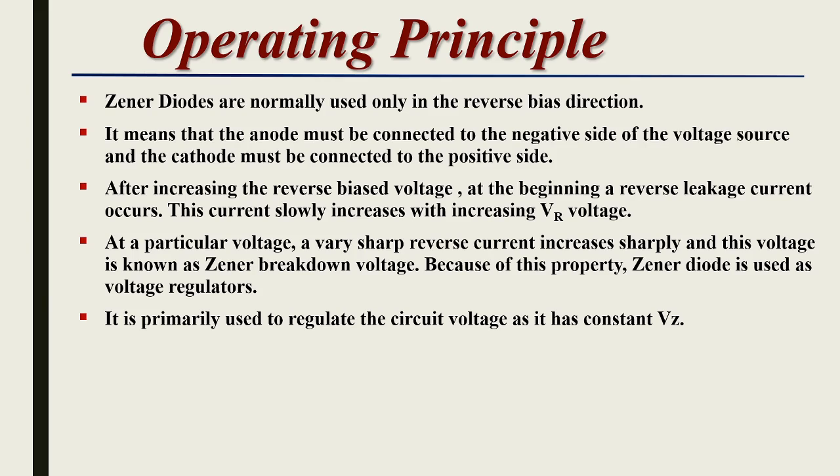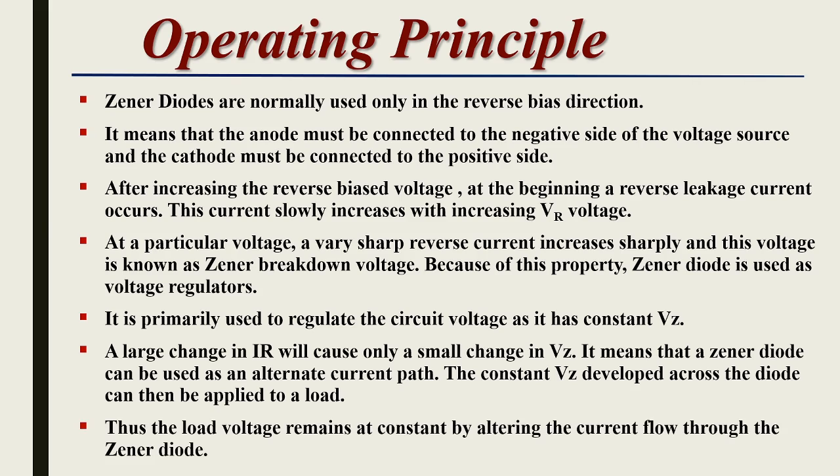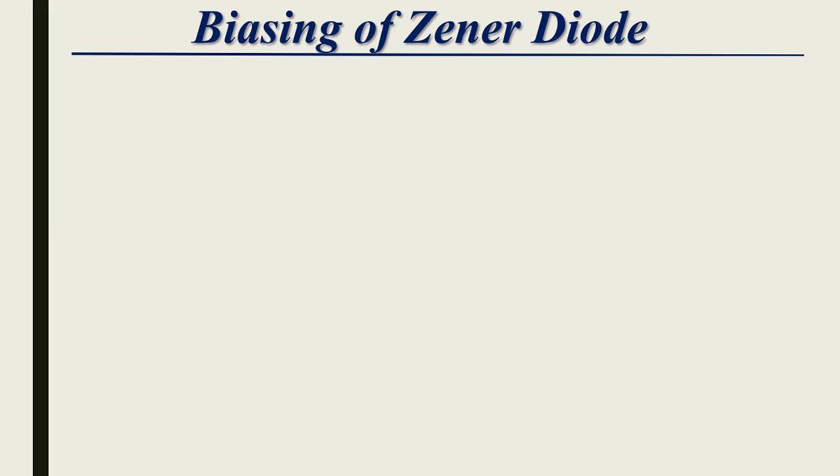It is primarily used to regulate the circuit voltage as it has constant Vz. A large change in IR, that is reverse current, will cause only a small change in Vz. It means that a Zener diode can be used as an alternate current path. The constant Vz developed across the diode can then be applied to a load. Thus, the load voltage remains constant by altering the current flowing through the Zener diode.